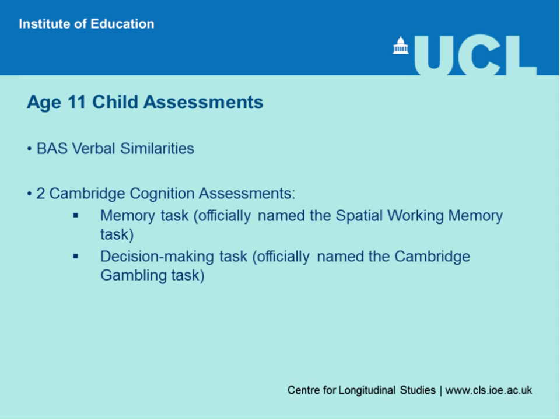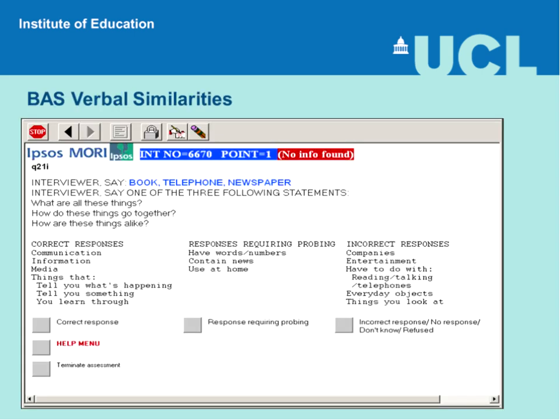So turning to the actual age 11 assessments that we did, as I said, it was the BAS verbal similarities and 2 Cambridge cognition assessments, which are memory tasks, officially named the spatial working memory task, which obviously we didn't use with the families themselves, and the decision-making task, officially named the Cambridge gambling task. We didn't really feel that using the term gambling was necessarily that wise.